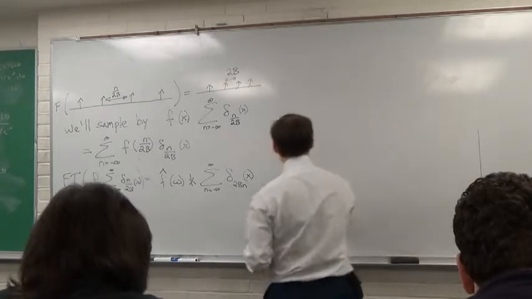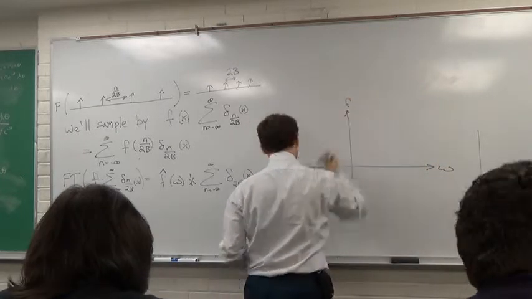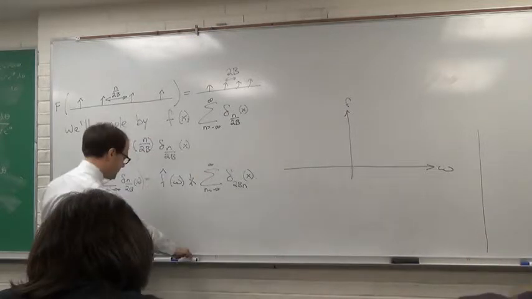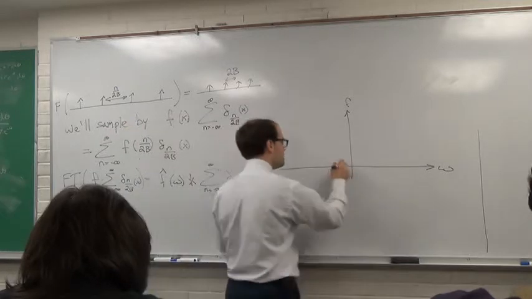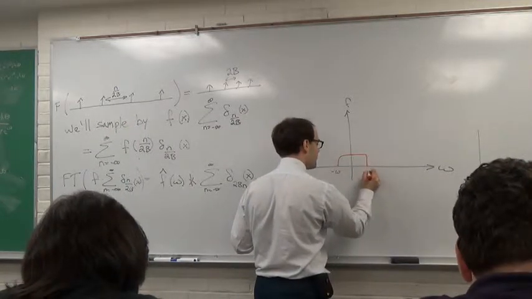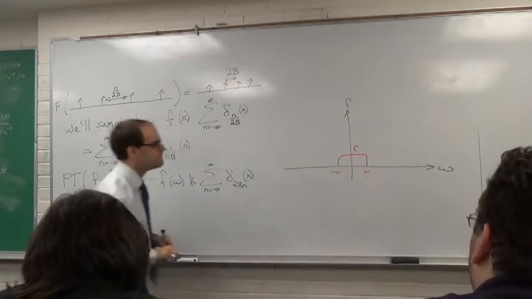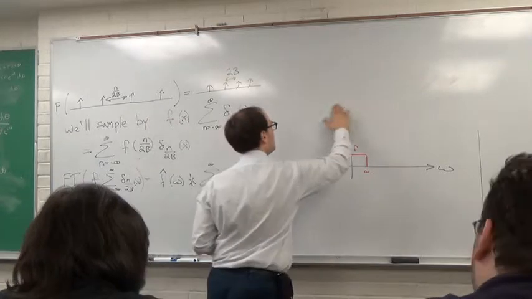So here we go. Here's my omega axis. Here's f. Now f has a band limit. So let me draw f. And its band limit is that it lives between minus omega and omega. So this is f. That's what f is. It's in there. I don't need to say f here.